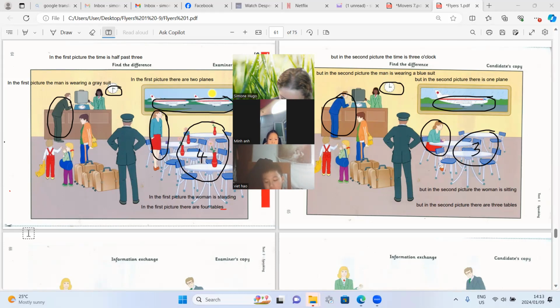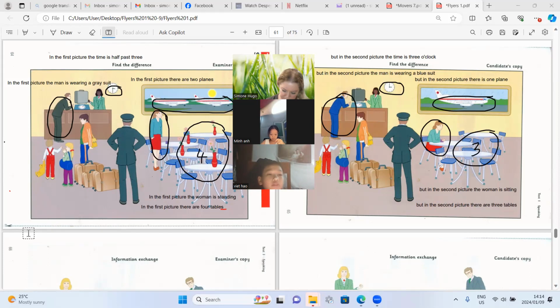In the first picture, there are four tables, but in the second picture, there are three tables. Tables. Okay, Viet Hao, can you read it for me? In the first picture, the time is half past three. But in the second picture, the time is 3 o'clock.